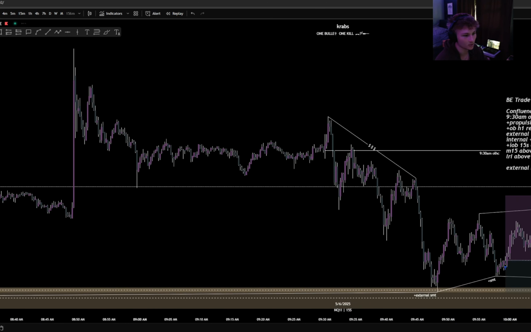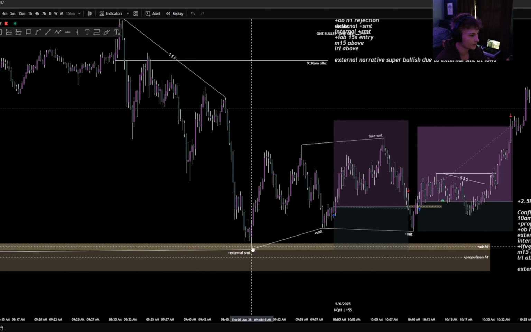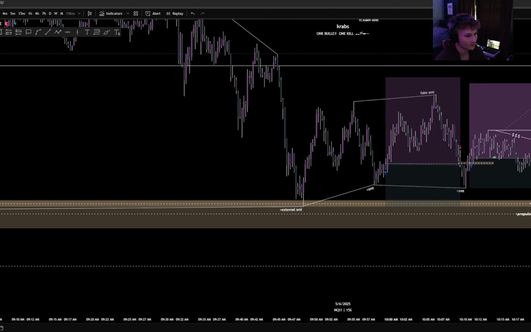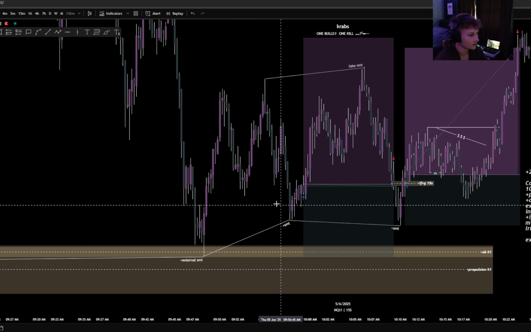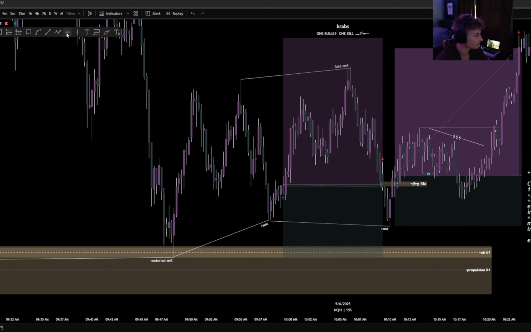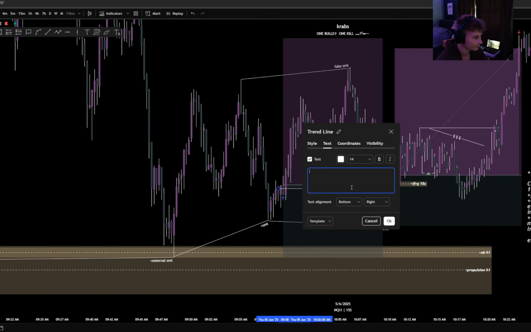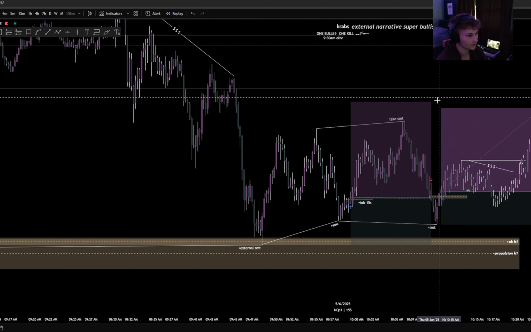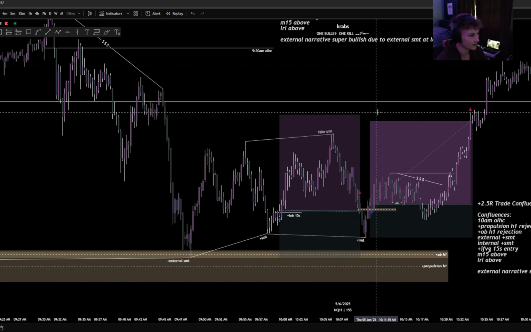So I hopped down to the lower time frames. We got an internal SMT. This was my final confirmation, and the final confirmation to get in was an inverse order block here on the 15 seconds, so right here. So pretty much took that, ended up getting hit break even. It edged my TP right here.